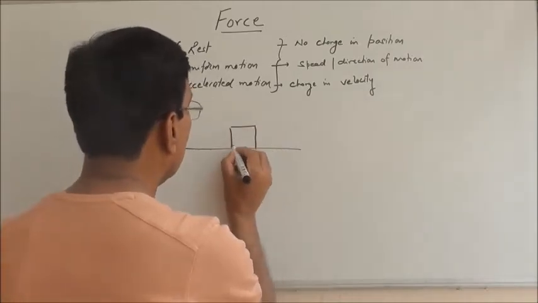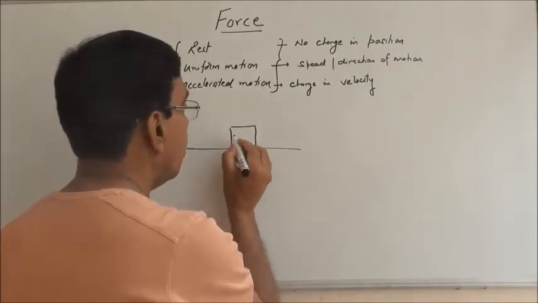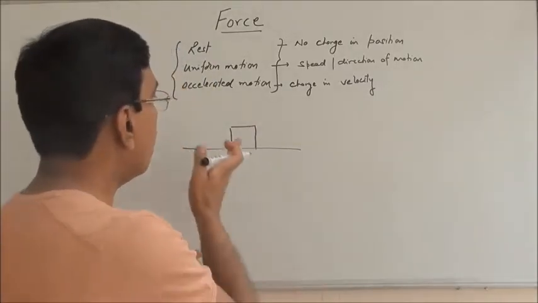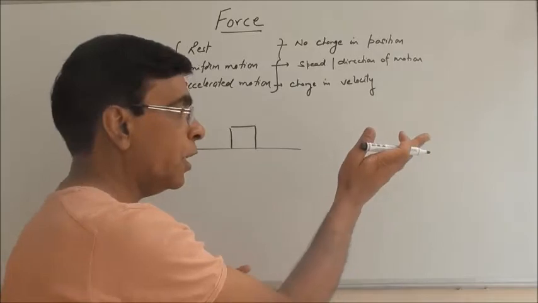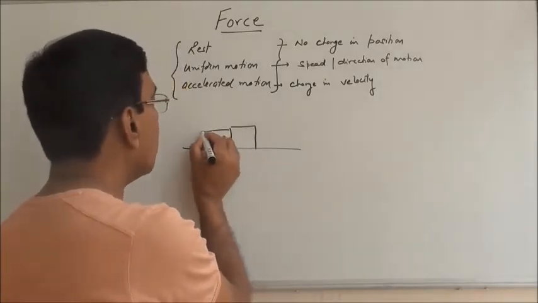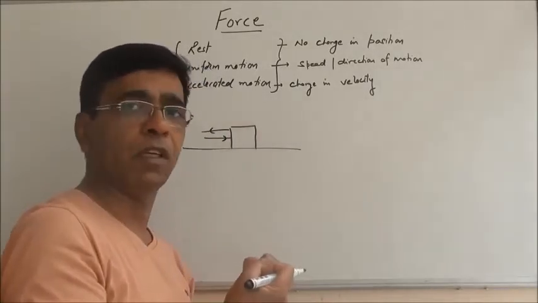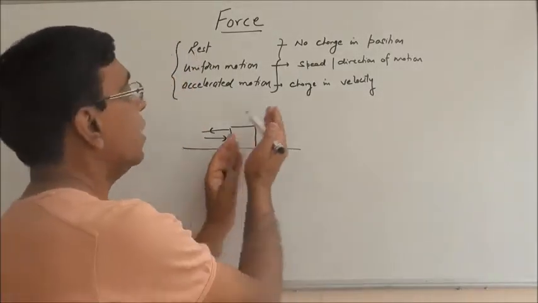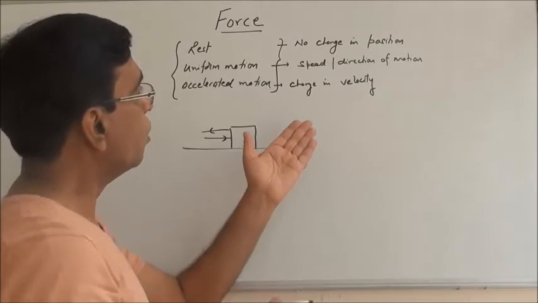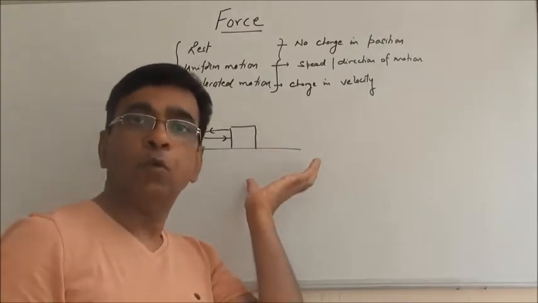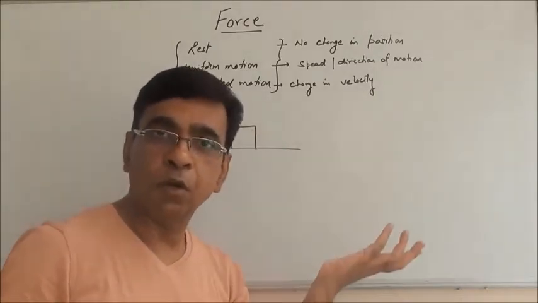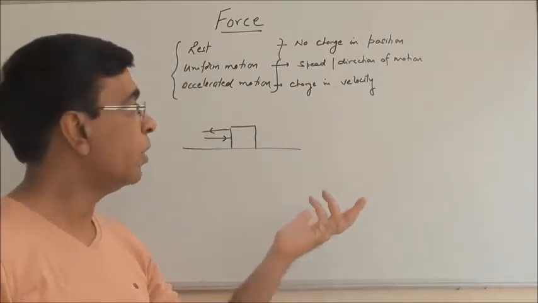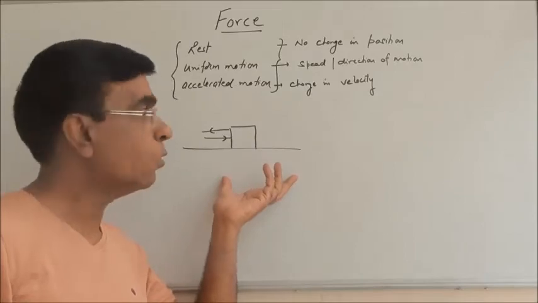Just think of any example. Suppose this is a body kept on a surface and I want to change its position. How can it be done? I have to either push it or I have to pull it. If I pull it, it will come closer to me. If I am pushing it, it's moving away from me. It's changing its position. So initially when it is at rest, its speed is 0. When I push it or I pull it, it gains some speed. It means there is an acceleration in it.